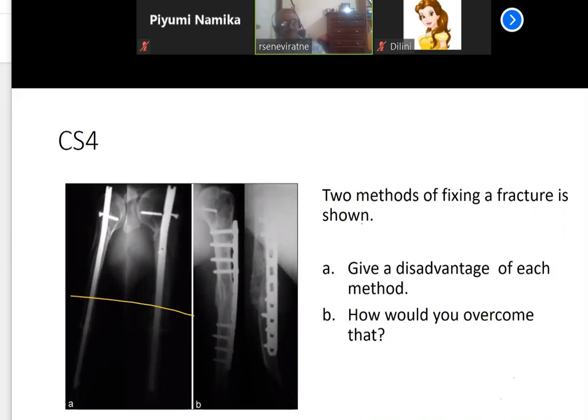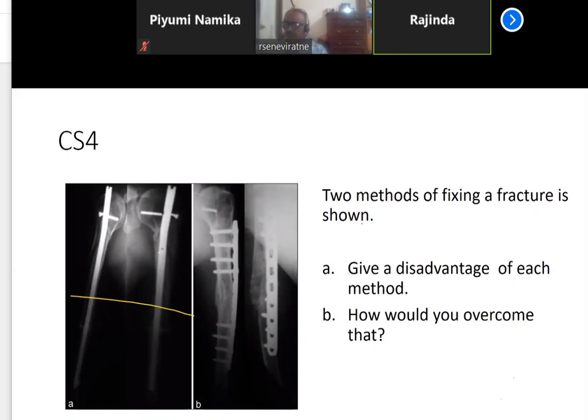What is this? Intramedullary needle. What is the bone which has been fixed? Humerus. Yes, the humerus has been fixed. One is intramedullary nailing. What is the other one? Nail and plate. Yeah, plate and screws. It's called plate and screws.